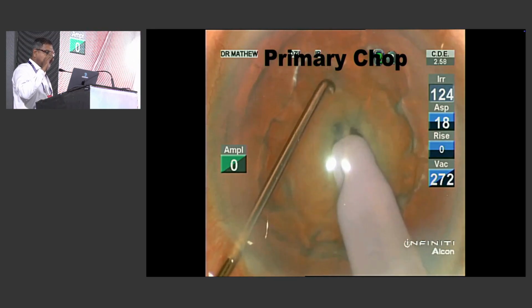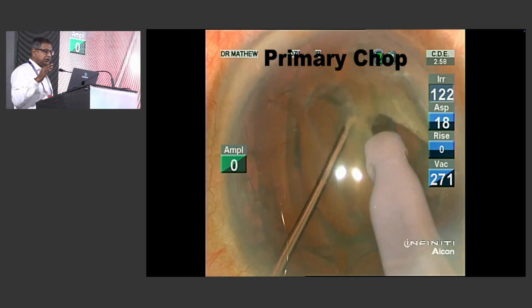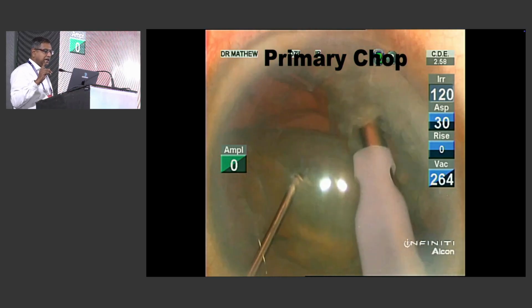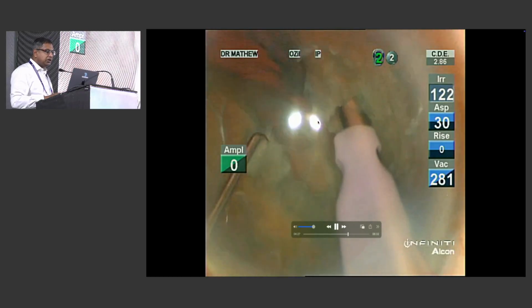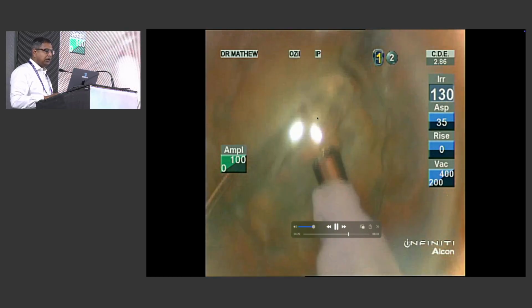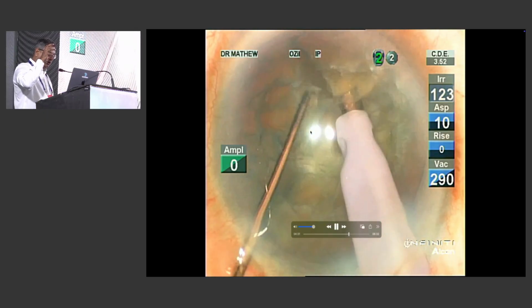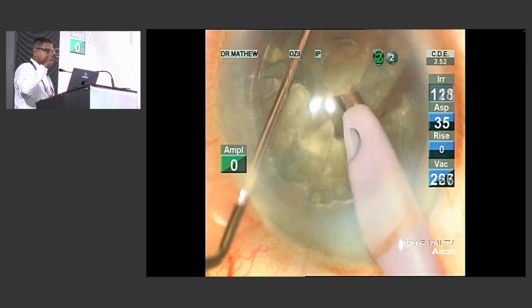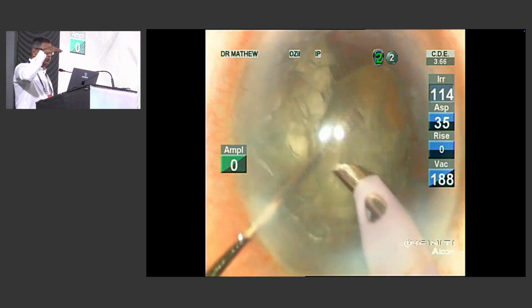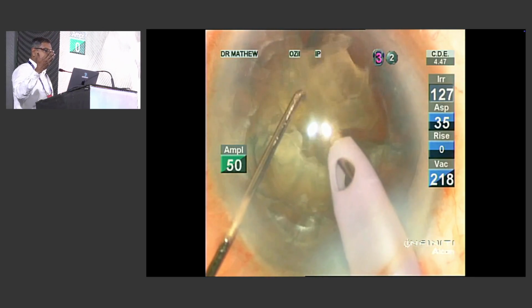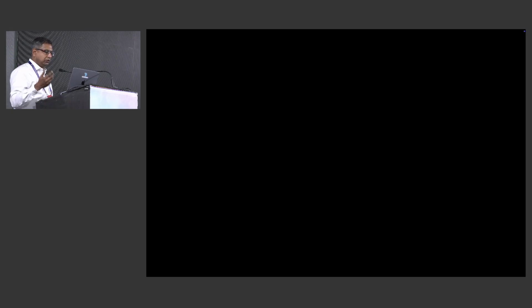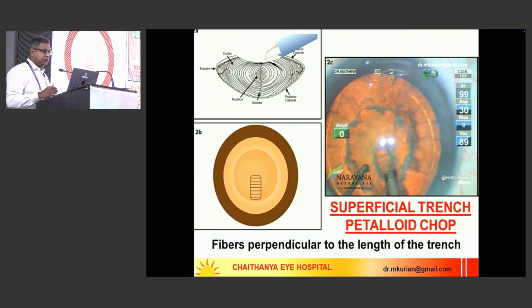So here, linear and cross striations, optimal to impale at that depth. And here you can see the lamellar fibers. Your phaco tip is impaled right in the middle of that. And that's what allows the split to go to the posterior plate, open it up. And then the segment removal is easy.